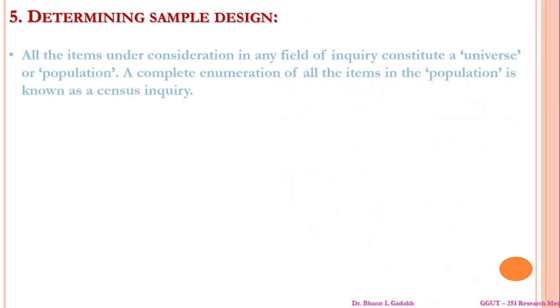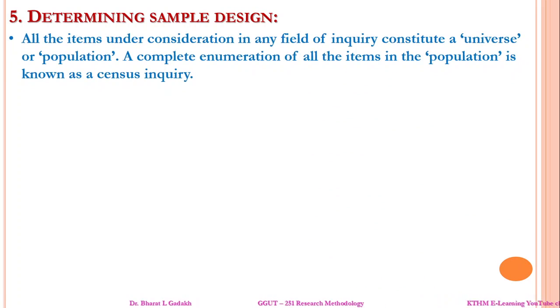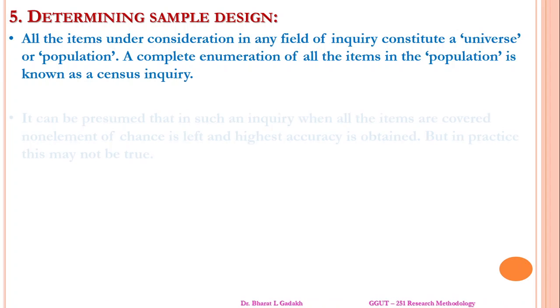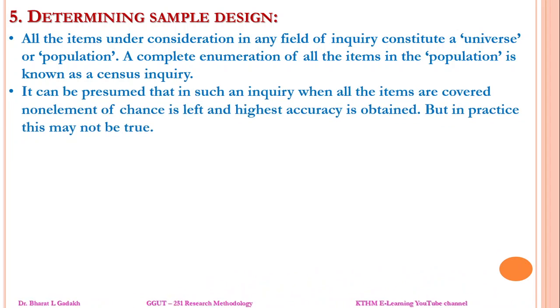Now, determining the sample design. All the items under consideration in any field of inquiry constitute the universe or population. A complete enumeration of all the items in the population is known as a census inquiry. It can be presumed that in such an inquiry, when all the items are covered, no element of chance is left and the highest accuracy is obtained.